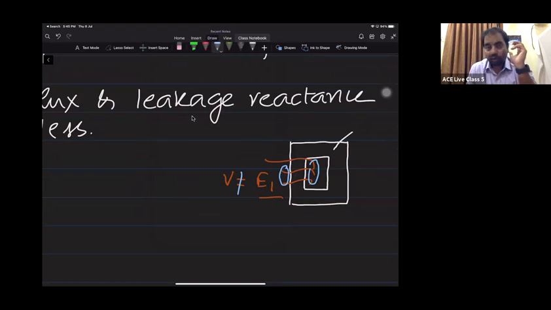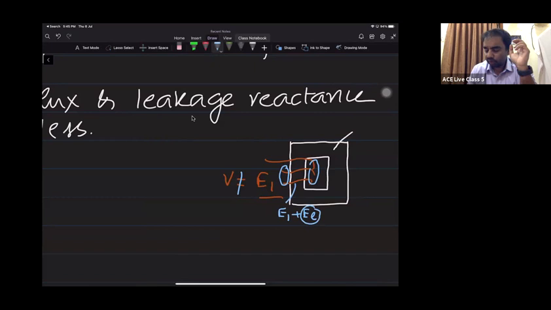So here in this winding, there will be two EMFs. One EMF will be due to the mutual flux. The other one will be due to the leakage flux. So whatever EMF we have due to the leakages, we represent with an equivalent reactance term. Why?